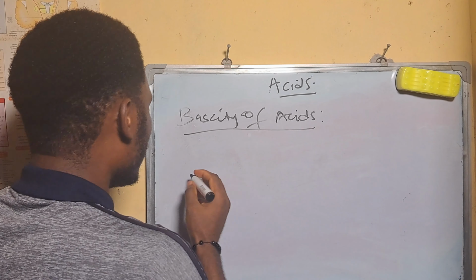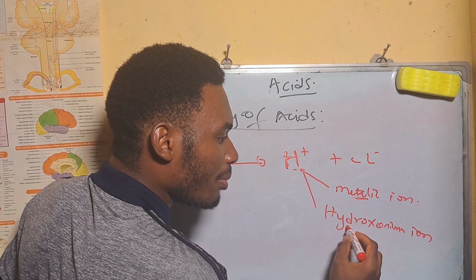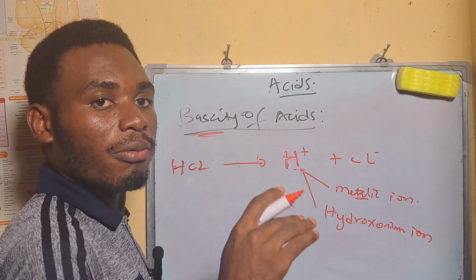hydroxonium ion. So this hydrogen ion here can go further to be replaced by a metallic ion, or they can combine with water to form a hydroxonium ion. But for you to understand this, just know that when an acid ionizes, this is the ionization of acids, the number of replaceable hydrogen ions when it ionizes is the basicity.